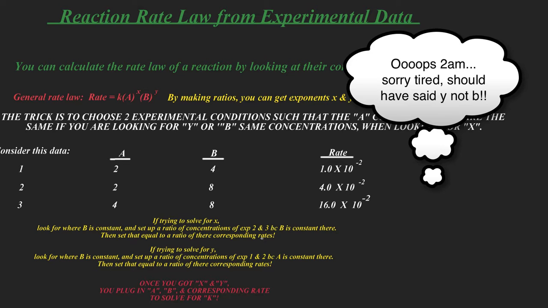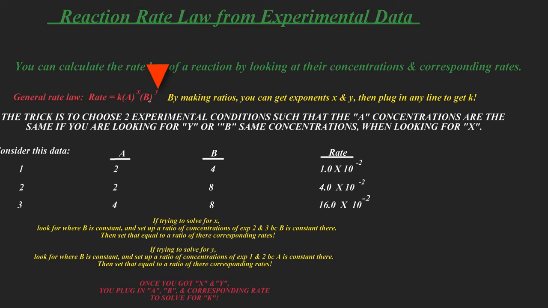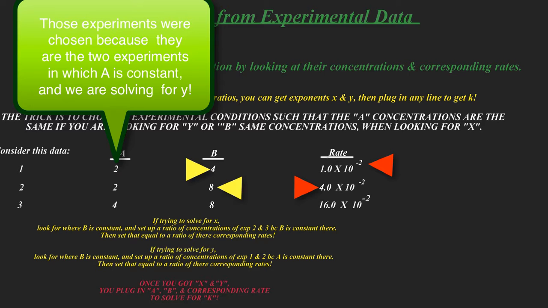By the same logic, you can find out what y is by looking at where A is constant and doing ratios from there. So A is constant in experiments 1 and 2, so you would do 8/4 all raised to the y equals 4/1, that is, 4 times 10 to the negative 2 over 1 times 10 to the negative 2. And then we could figure out what x and y are.